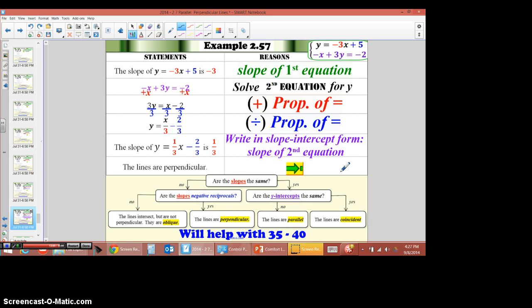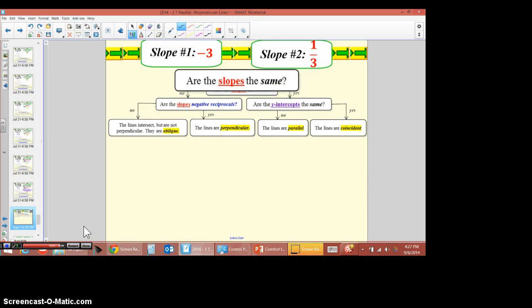Well, I ask myself, are the lines perpendicular? Are the slopes the same? Negative 3 and 1/3 are not the same, so I go no. Are the slopes negative reciprocals? Negative 3 and 1/3. Let's look at this a little bit. Are they the same? No. Little red tomato man. Are the slopes negative reciprocals?